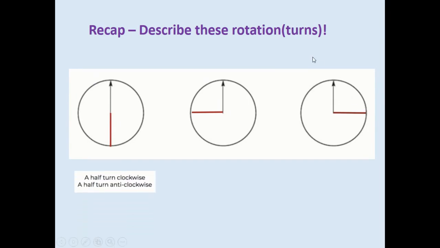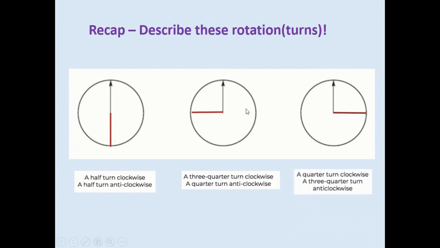So the first one would have been a half a turn either clockwise or half a turn anti-clockwise. The second one would have been a 3/4 turn clockwise or a 1/4 turn anti-clockwise. And the third one would have been a 1/4 turn clockwise or a 3/4 turn anti-clockwise. If you got that, well done.